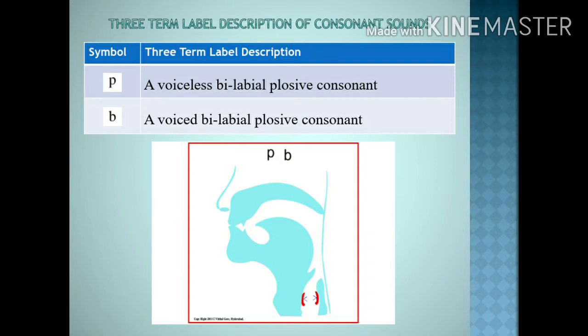And that's why this sound is called a plosive sound. So how is the description of this one then? P is a voiceless, bilabial, plosive consonant sound, whereas B is a voiced, bilabial, plosive consonant sound. Now let us look at whether this one is voiceless or that one is voiced.